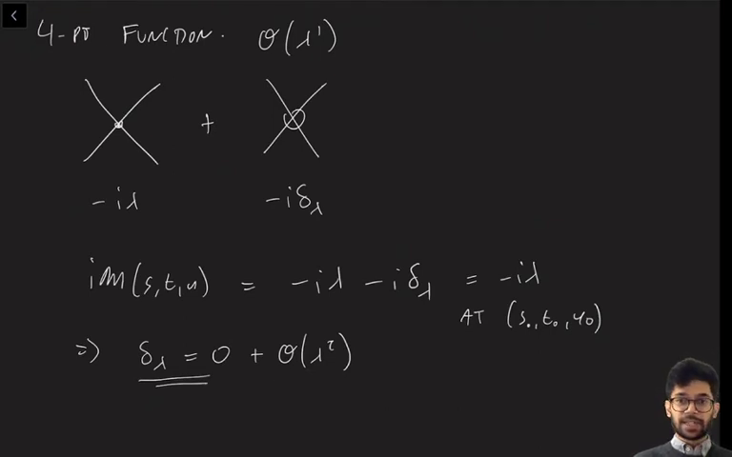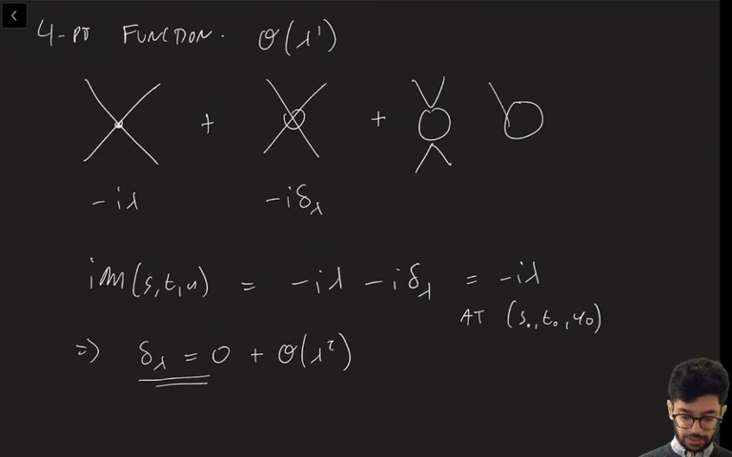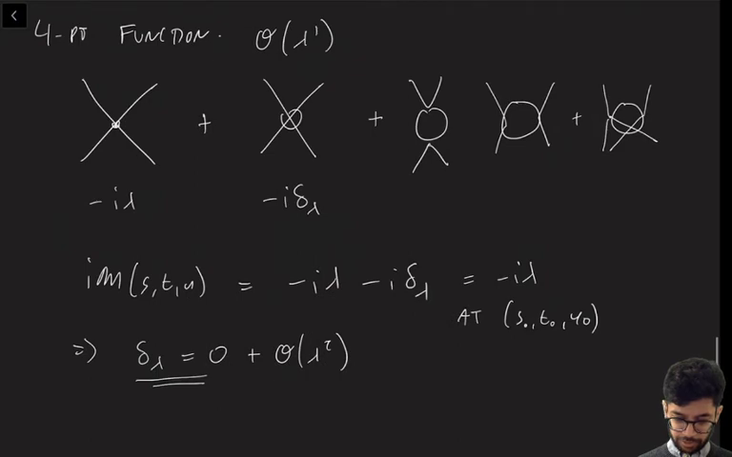So next, let's go to order lambda squared. If we go to order lambda squared, then there are more things that can contribute. In particular, we have all those fun diagrams that we calculated last time. So remember, there was one like this, and one that looked like this. Sorry, I have badly messed that up. This line should not be there.